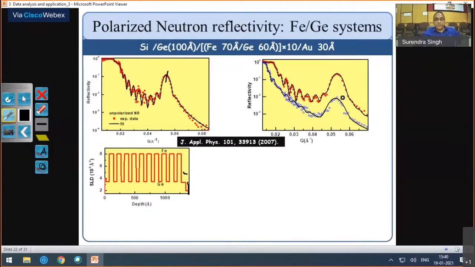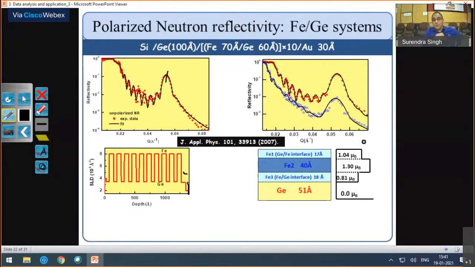We did polarized neutron reflectivity. This red one is the spin up neutron reflectivity, this blue is the spin down reflectivity, and the black one is the fitted curve. We found that although iron is ferromagnetic, the ferromagnetism is not uniform throughout the layer. Here we are just showing one bilayer; there are 10 bilayers like this. In one bilayer, iron in the middle region has a magnetic moment of 1.3 μB. At the interfaces, there is a reduction in the magnetic moment of iron.